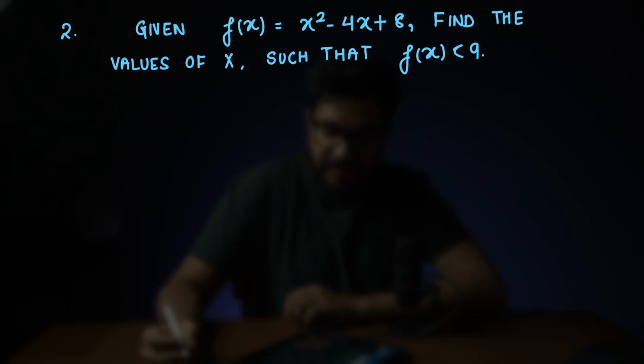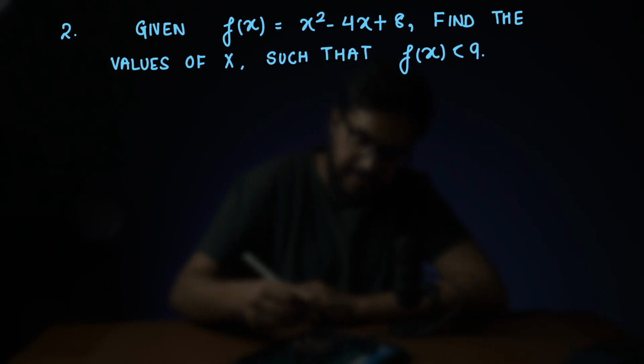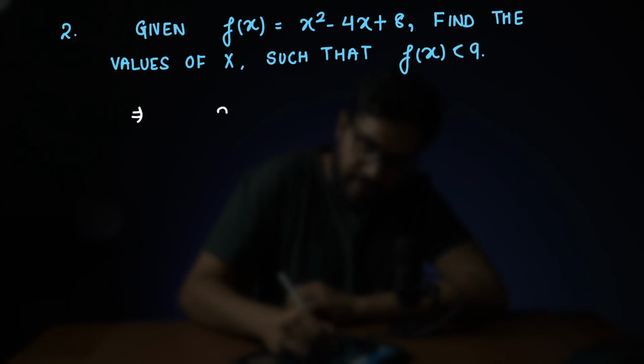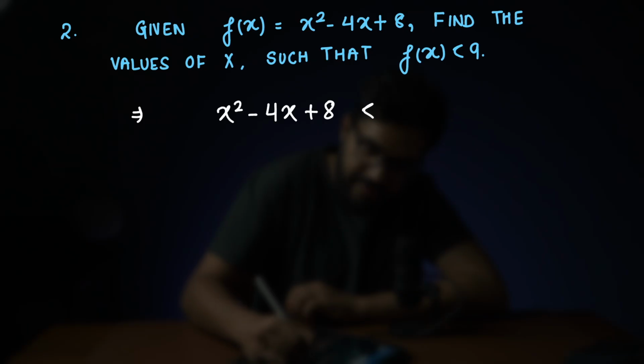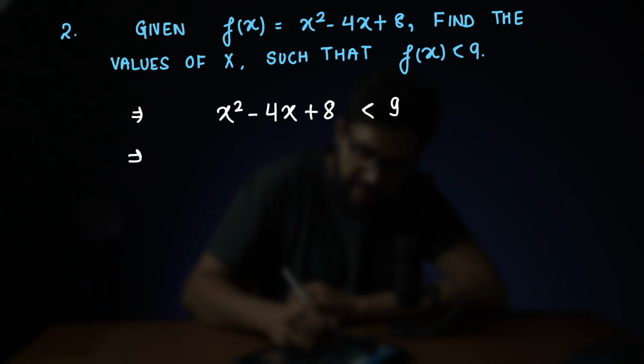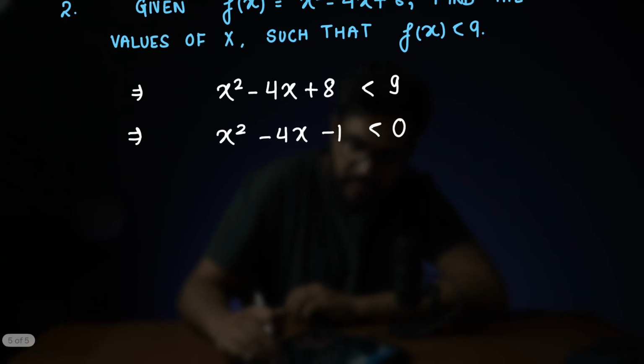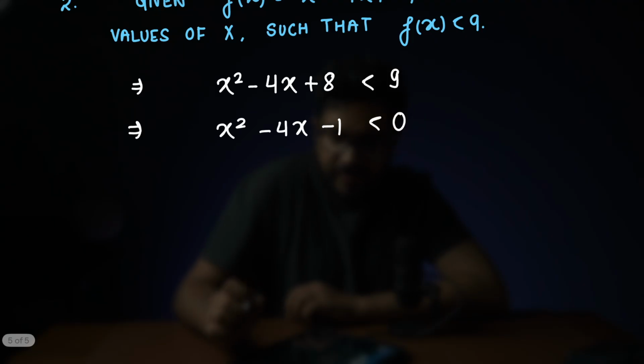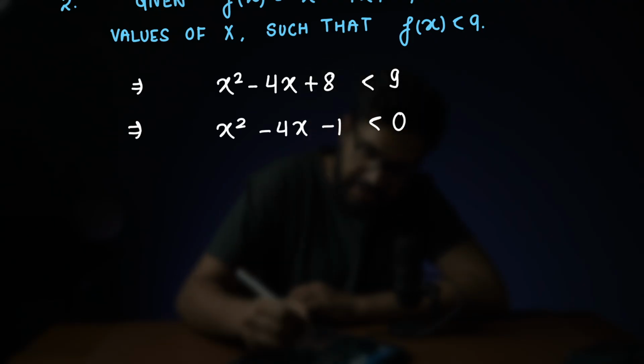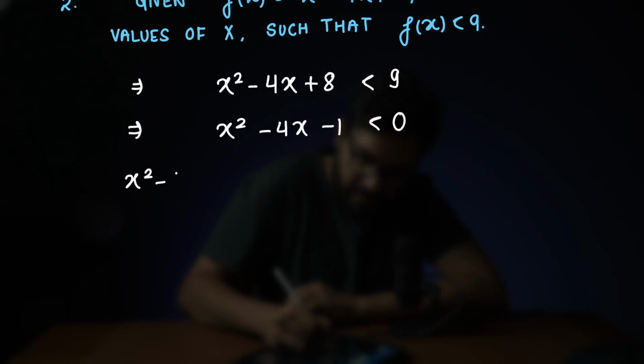We have to find values of x such that f(x) is less than 9. So substituting the value of f(x) in the given equation, x² − 4x + 8 < 9. Rearranging everything to one side, we get x² − 4x − 1 < 0. So this problem is converted into a problem of solving an inequality. For the time being, treat this as an equation: x² − 4x − 1 = 0.